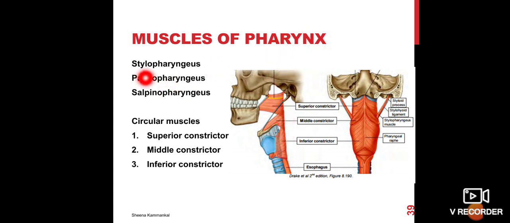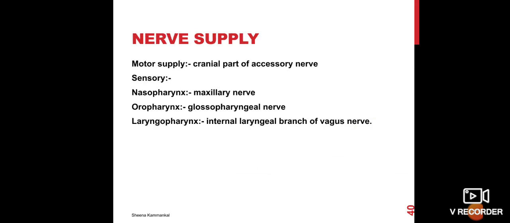But the extrinsic muscles are stylopharyngeus, palatopharyngeus, and salpingopharyngeus. Stylopharyngeus means it's originating from the styloid process present on the base of the skull, and palatopharyngeus, one end is present in the palate, insertion is to the pharynx. So from the name itself, we can identify the origin and insertion of each muscle. Stylopharyngeus, origin from the styloid process to the pharyngeal wall. Palatopharyngeus, origin from the palate to the pharyngeal wall. Salpingopharyngeus, salpinx means tube. Here the tube is the auditory tube. That is the tube which is related to the pharynx. So it's originating from the auditory tube and inserted to the pharyngeal wall. So these are the muscles of the pharynx.